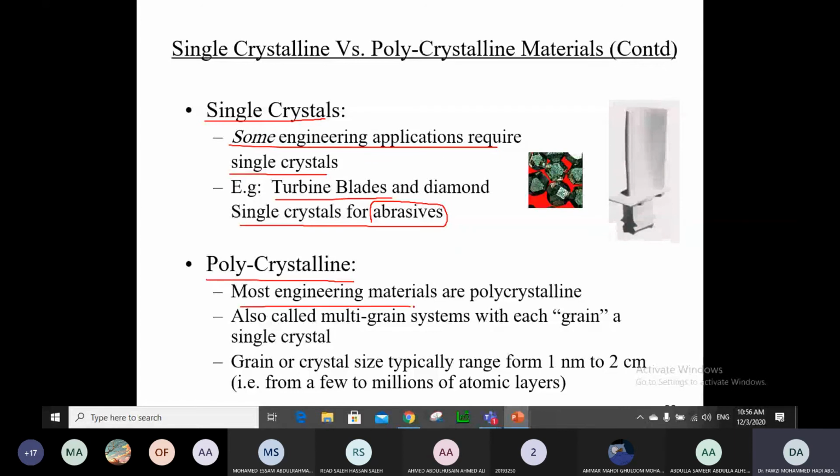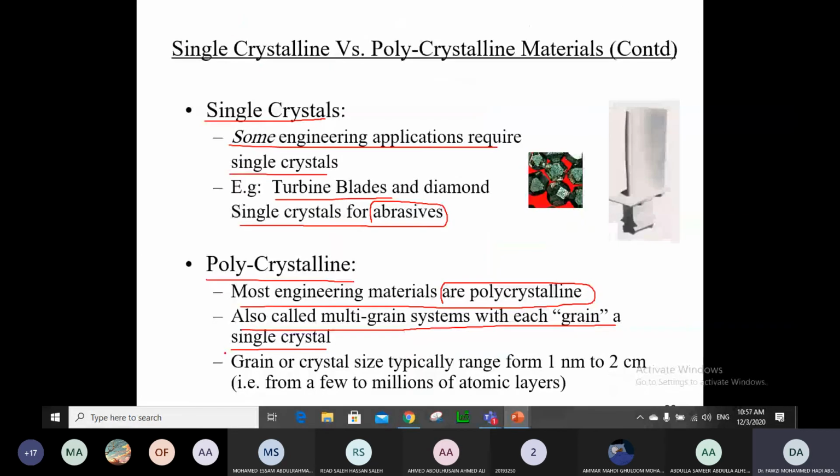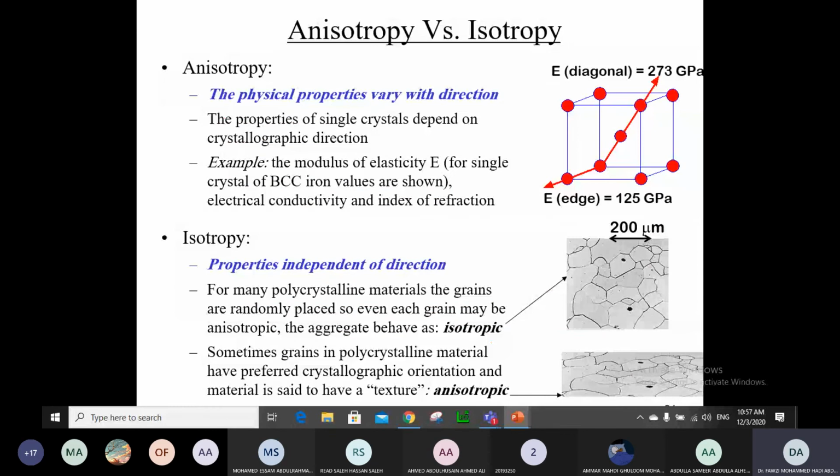Polycrystalline materials: most engineering materials which we use are polycrystalline because it is simple and inexpensive. If you want to use single crystalline material, it is expensive to produce. Unless you have to use single crystalline material, you wouldn't go for that because it makes life more difficult and more expensive. Also, they are called multi-grain systems. Each grain is a single crystal. So this is one crystal, which is one grain as well. And the grains could be small, very fine grains, coarse grains, and it could go ultra fine as well. This is my last page. I'm going to finish today.